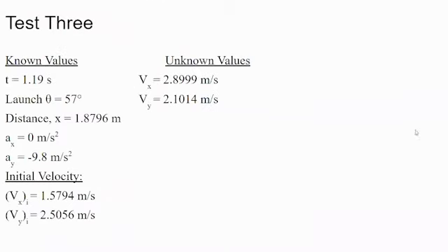Our third test was the shortest, being thrown a length of 1.876 meters or 6.17 feet. Starting off, we have our known values on the left and our unknown values on the right that we solved for using our known values.